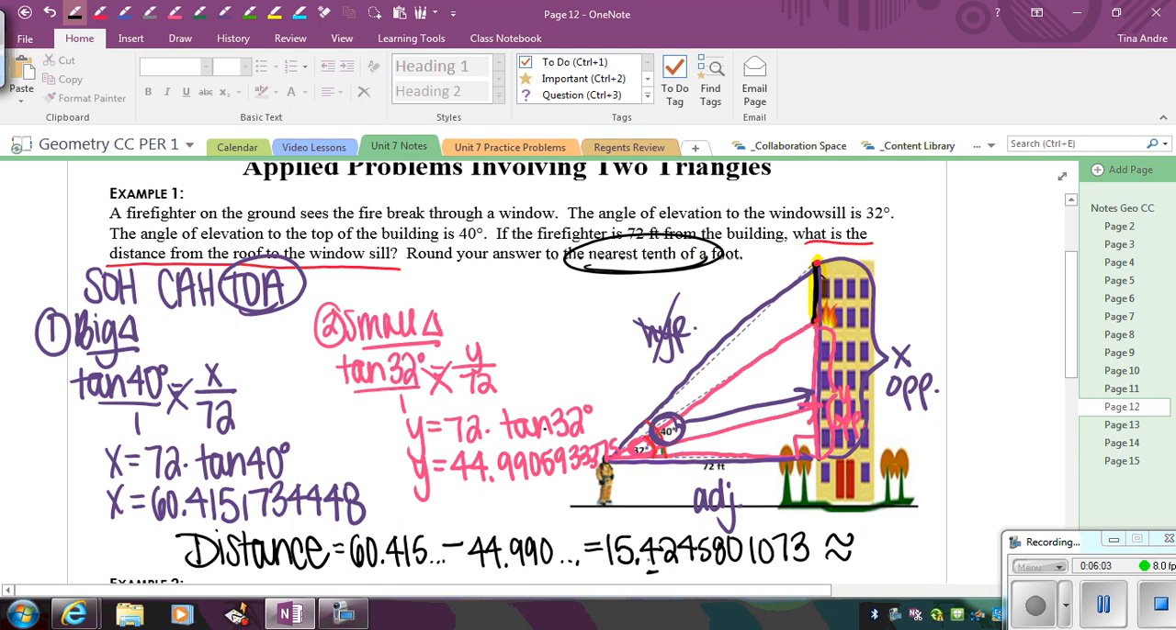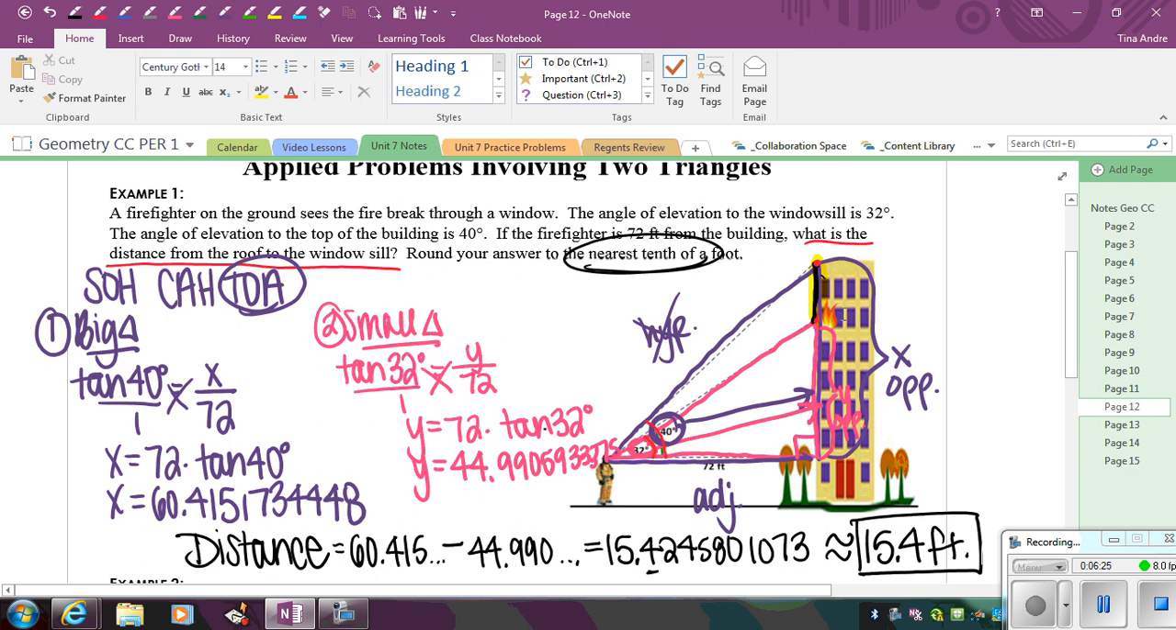I'm going to round that to the nearest tenth, so that means one decimal place. That 2 will keep this a 4. So 15.4 feet is the distance. Again, make sure you are using those entire values from the calculator. You're not rounding until the very end. It's so important for this because your final answer can be off just a little bit by rounding too soon. So be very careful. So that's kind of the strategy.